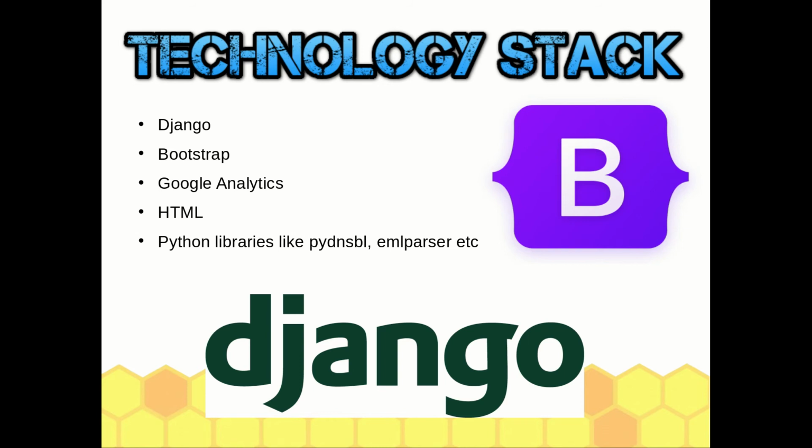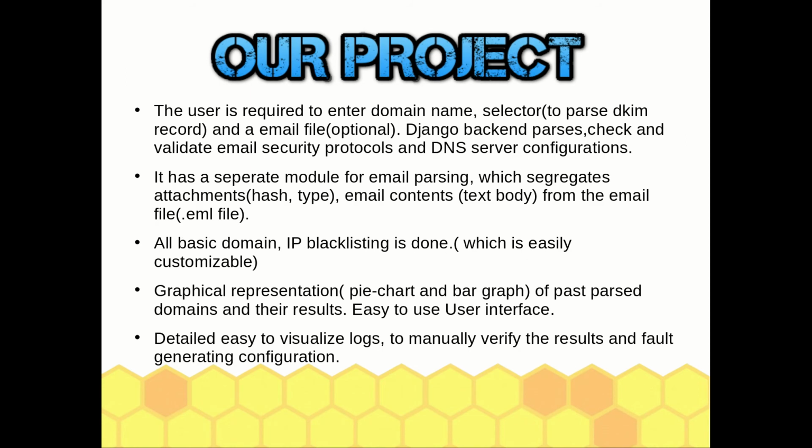The project that we are presenting uses the following technology stack. It uses a Django backend, Bootstrap, Google Analytics to form graphs and pie charts, HTML, and some Python libraries like PyDNS and email parser. What our project does is it queries the domain name server and queries the text records and all types of DNS configurations of the specific domain that we are suspicious of.